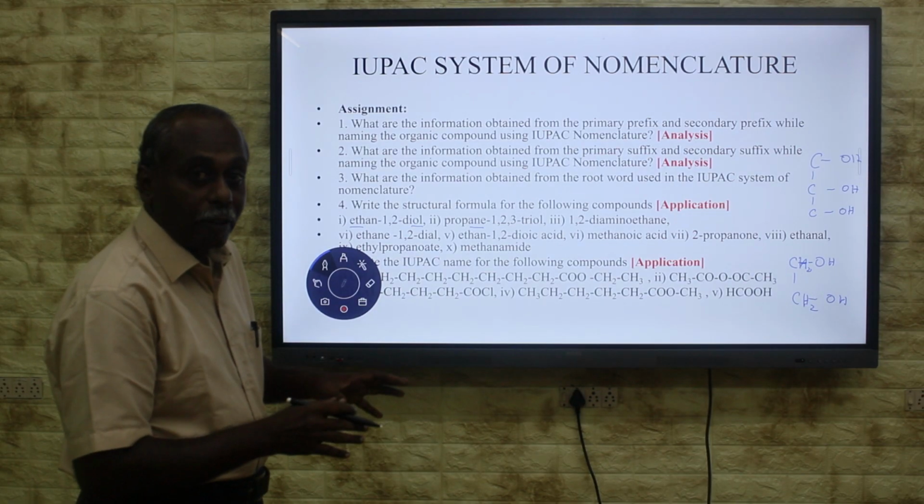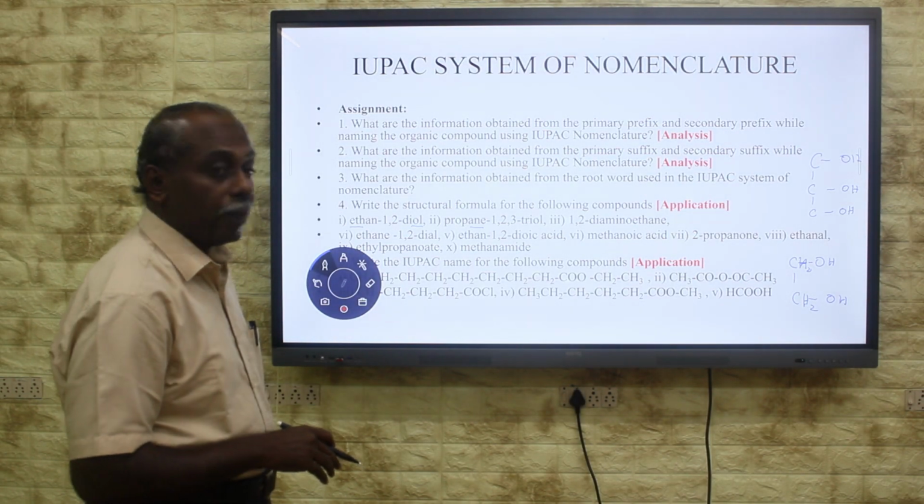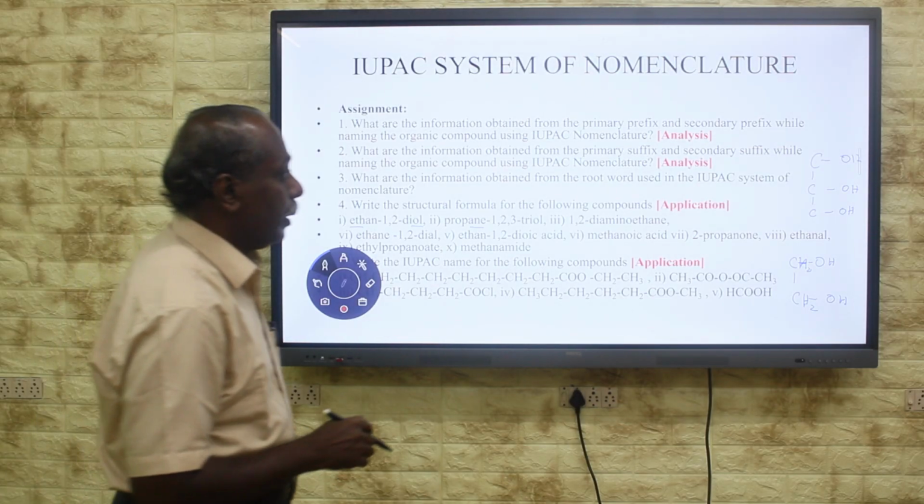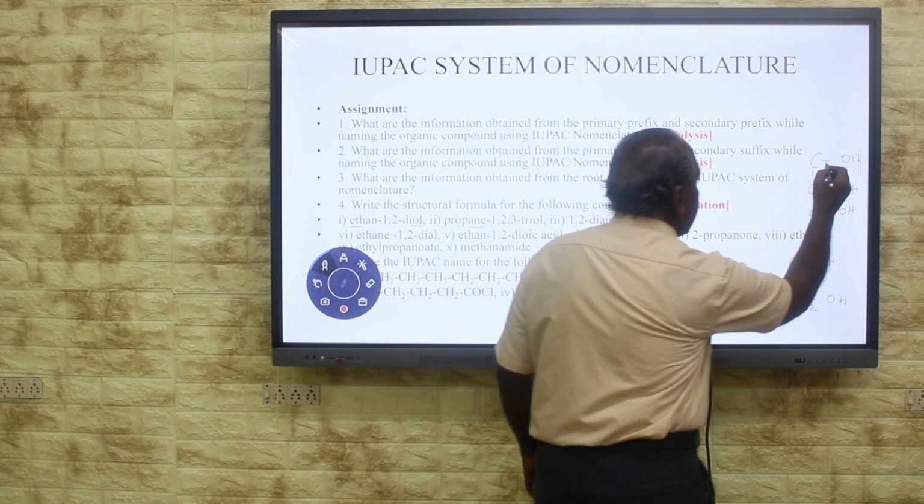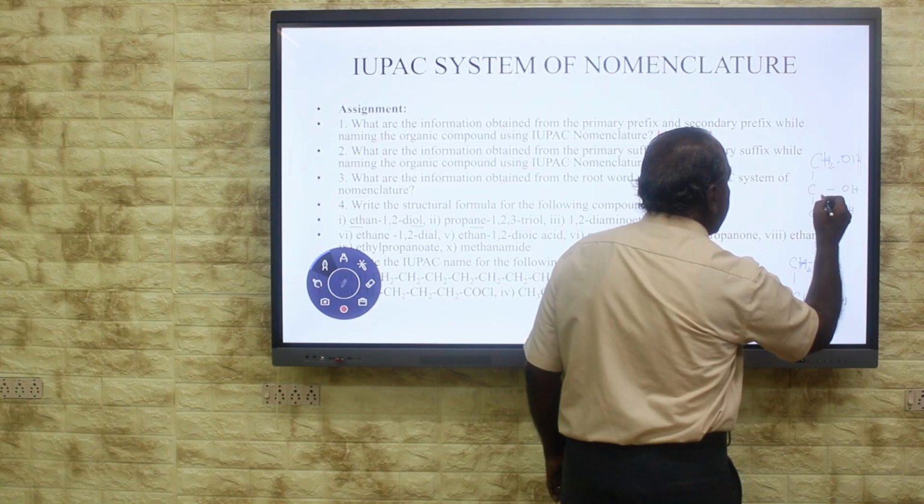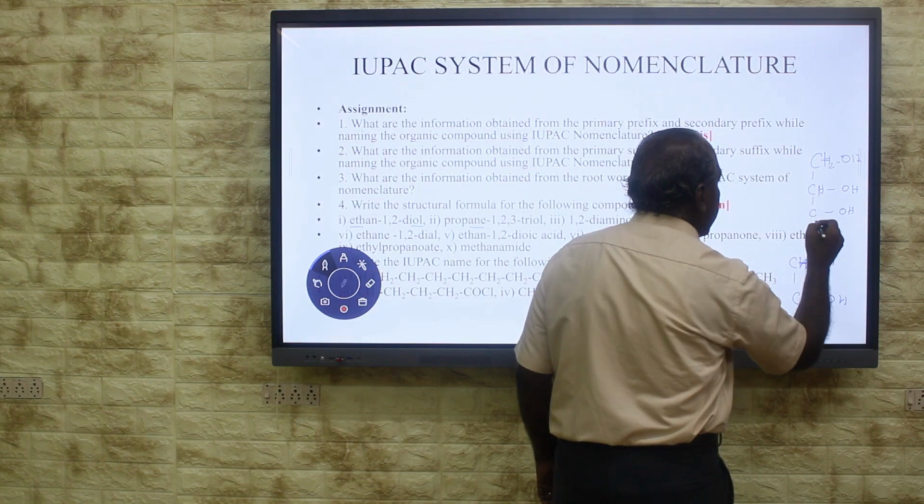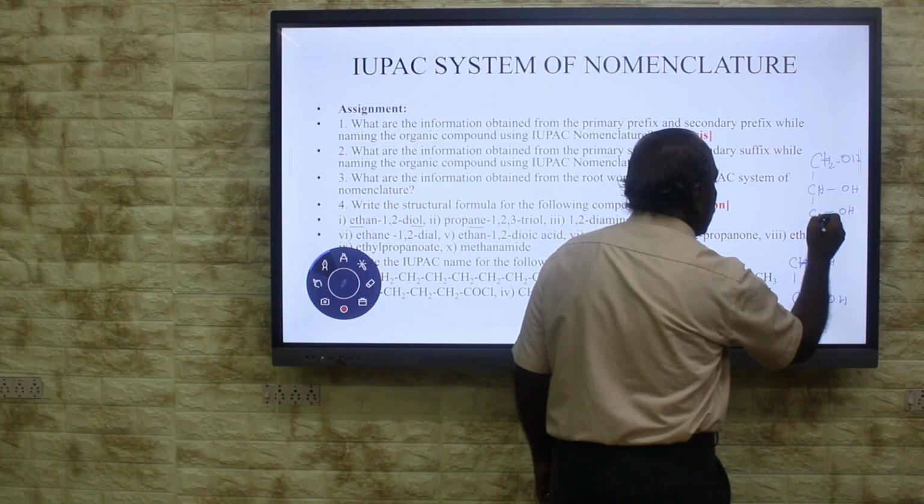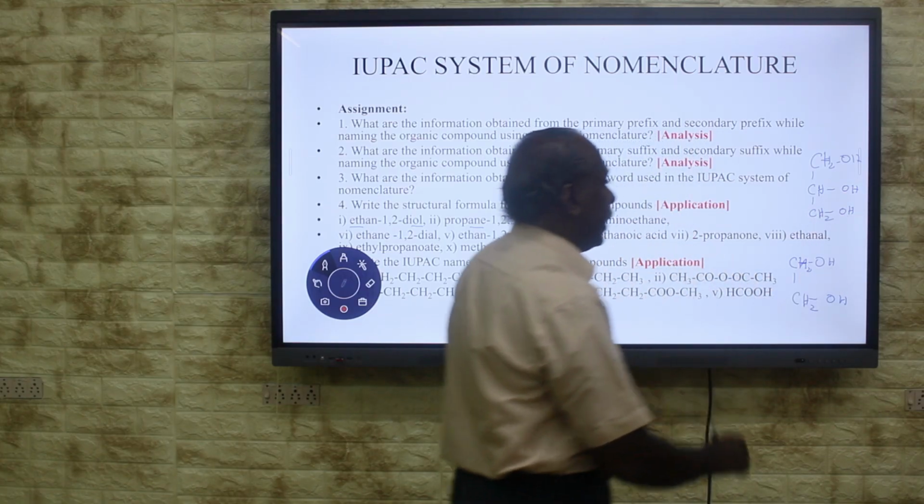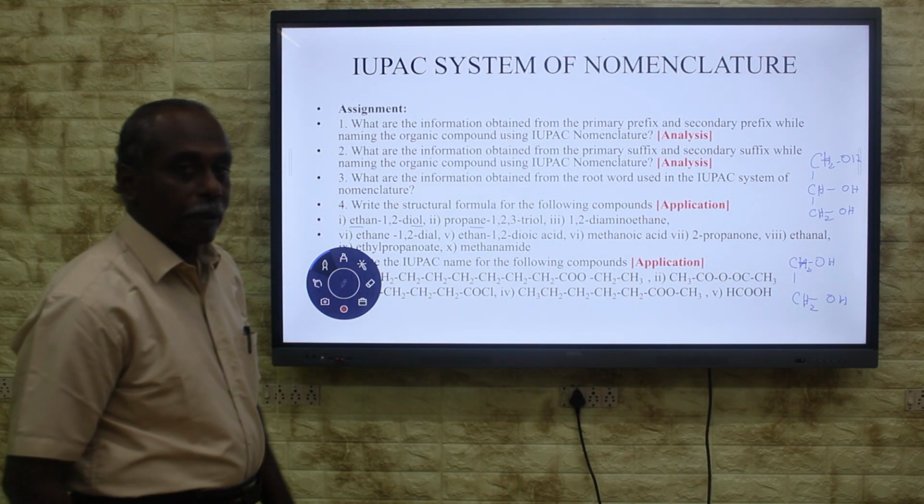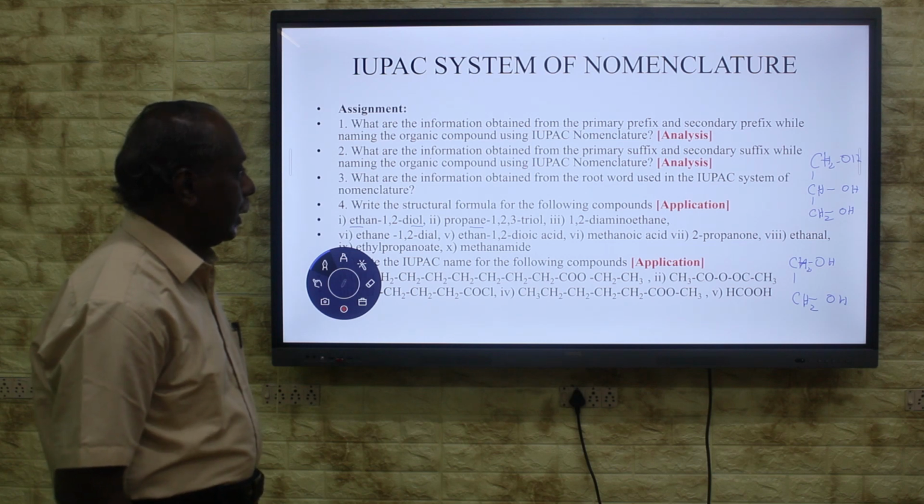But it is not yet a structural formula. The remaining valency is to be filled by hydrogen atoms. Here 2 valencies are satisfied, therefore 2 hydrogen. Here 3 valencies are satisfied, therefore you put 1 hydrogen. Here 2 valencies are satisfied, you put 2 hydrogen. In that manner we write the structural formula of the compound.